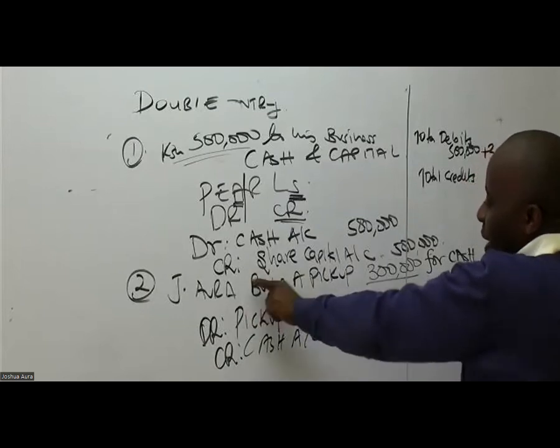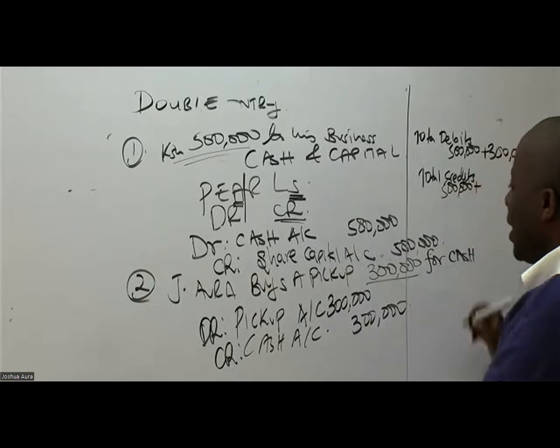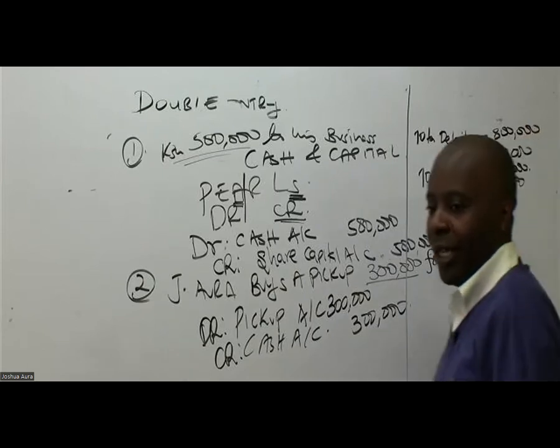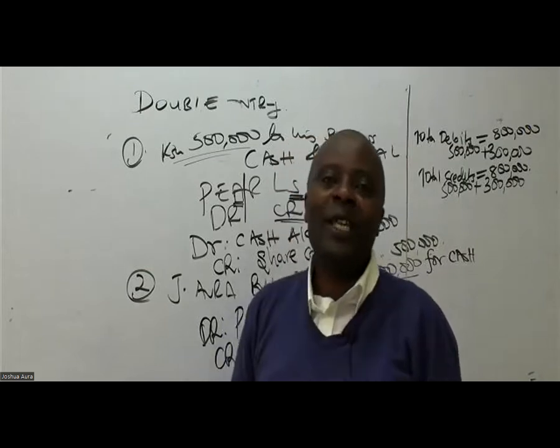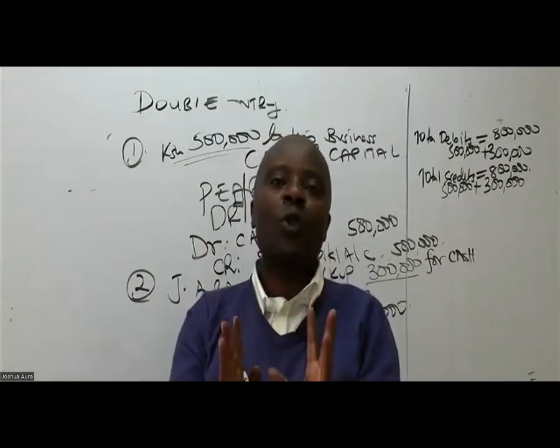So credits, I can see share capital credit, 500,000, and then I can see another credit of 300,000. So this in total will give me 800,000. These as well will give me what here? 800,000.